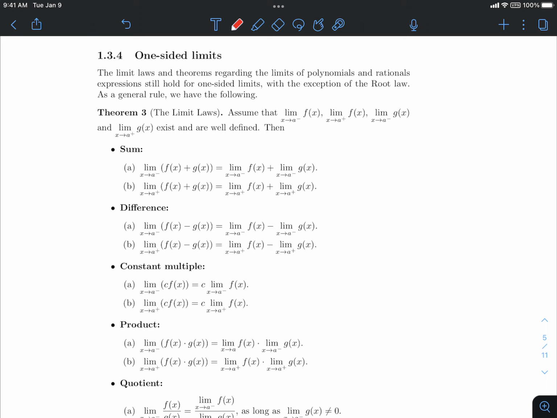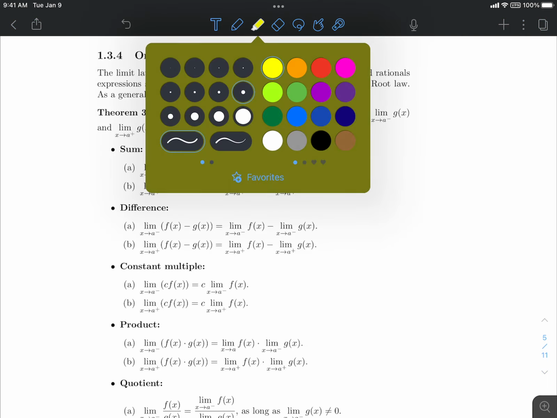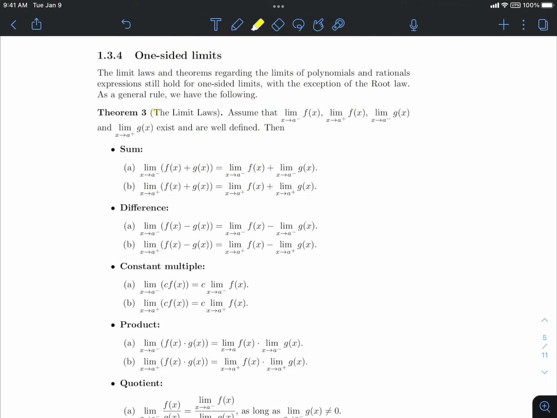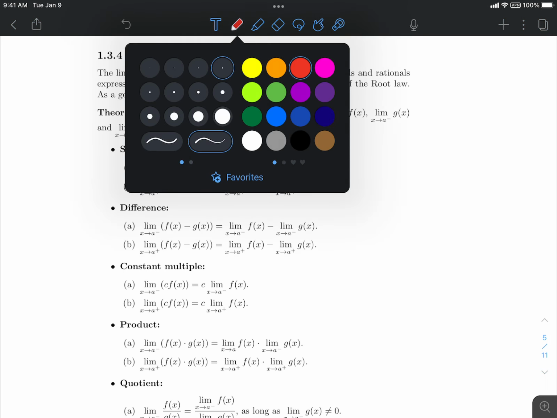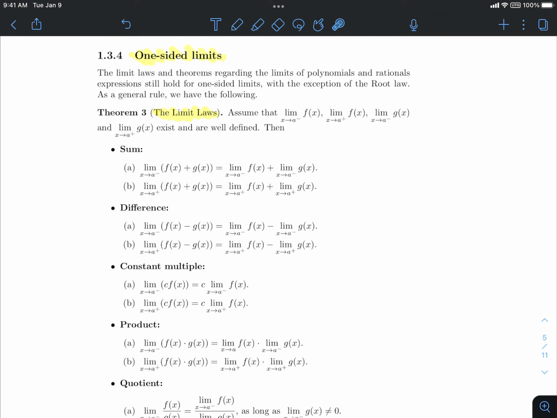When you're dealing with one-sided limits, the limit laws behave more or less in the same way as with the regular two-sided limits. For limit laws and one-sided limits, if you look at the sum rule as an example, the limit as x approaches a from the left of f of x plus g of x is the same as the limit as x approaches a from the left of f of x plus the limit as x approaches a from the left of g of x.